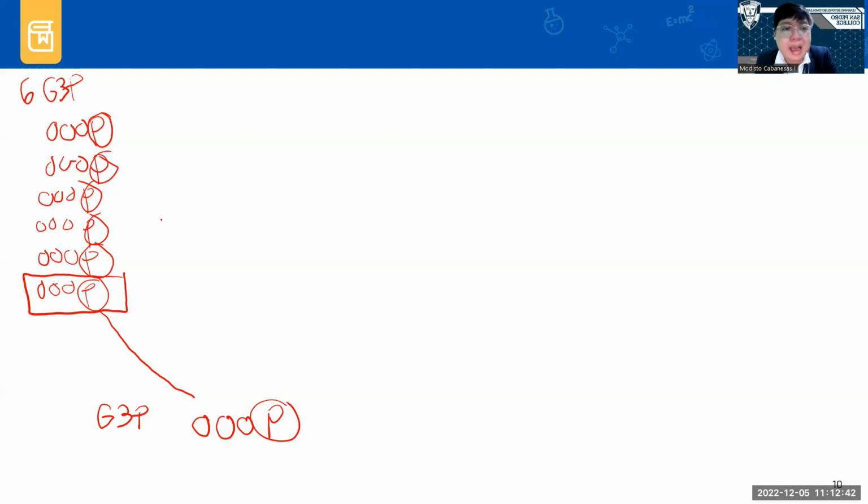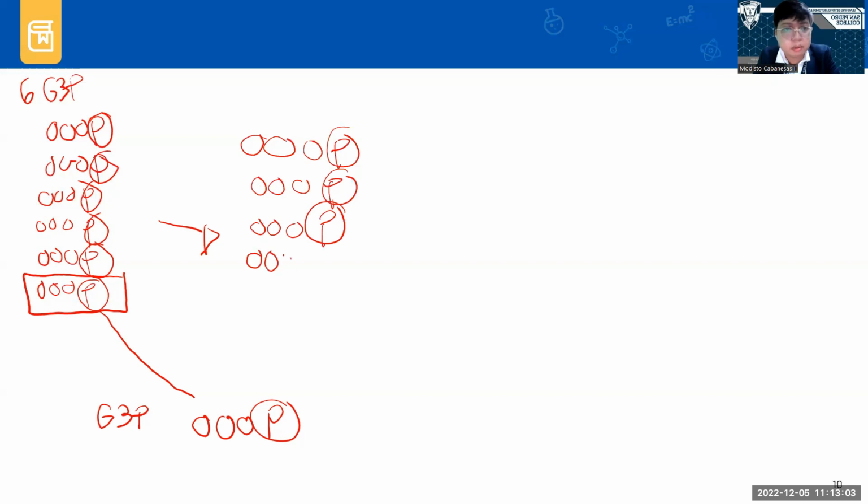So we will now have 5 G3P to work on for the regeneration of RUBP. So 5 na lang yung magagamit natin, kasi kinuha na natin yung isa. 4 and 5. Yan. So sa 5 na yan, gagamitin natin yan to produce 3 molecules of 5 carbon na RUBP or yung ribulose 1,5 bisphosphate.